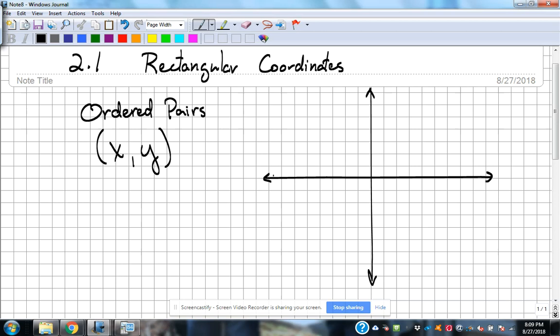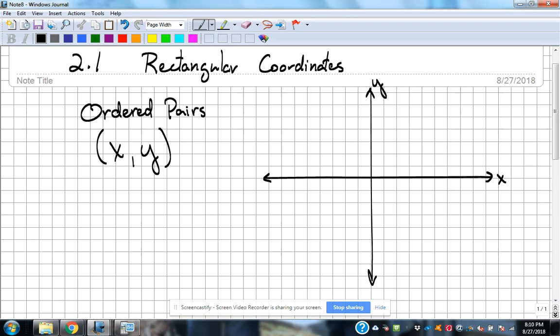All right, coordinate plane. This is the x-axis. This is the y-axis. X-axis goes left to right, so x values go left to right. Y-axis goes up and down. Y values go up and down. So when you look at your ordered pair, the first number tells you where to go left or right. The second number tells you where to go up and down.